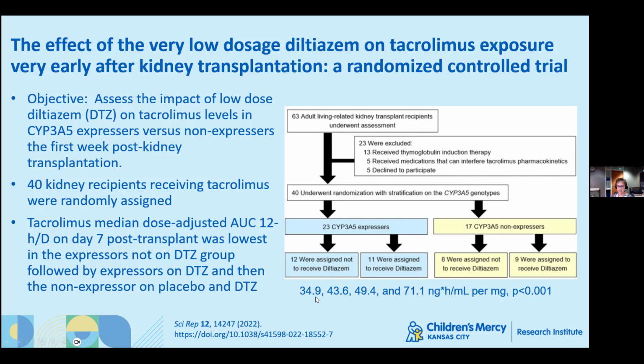So here you can see the AUC when you have a 3A5 expressor not receiving diltiazem all the way up to your non-expressors here with much higher concentrations that are on diltiazem. Now, if they're a non-expressor, maybe diltiazem, what is it really doing? Well, you have to remember that also 3A4 is involved, so you're getting some additional inhibition and change of metabolism there.